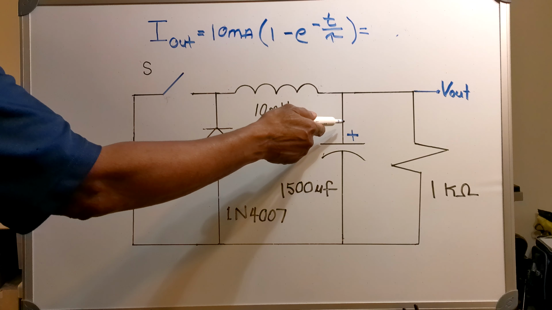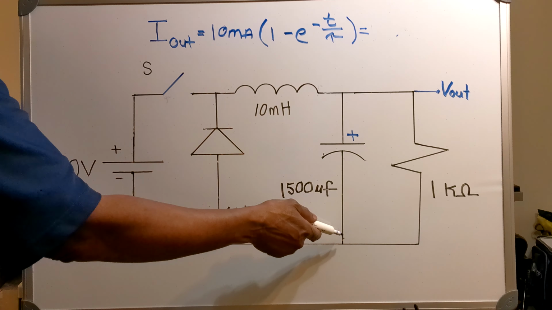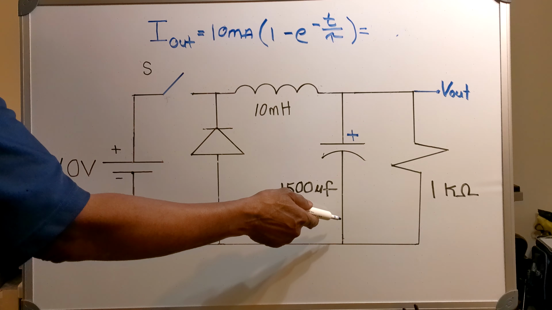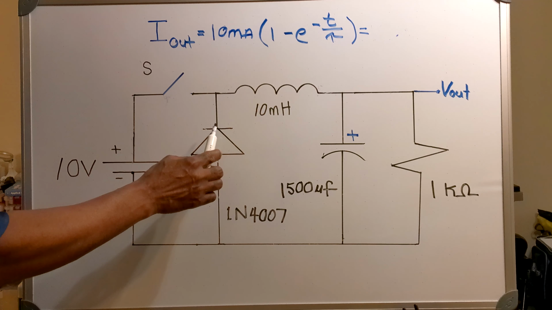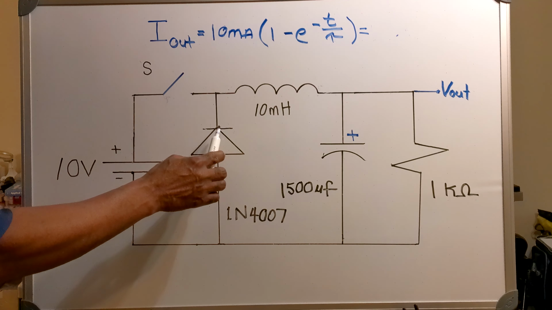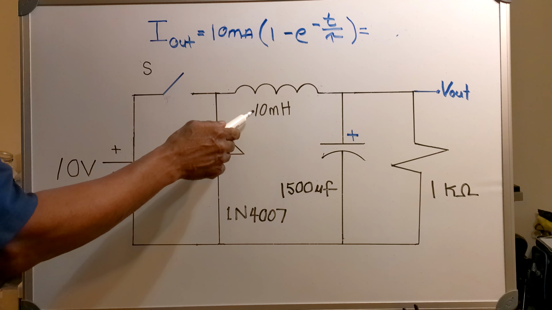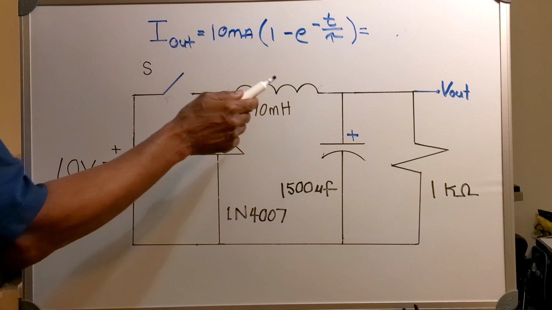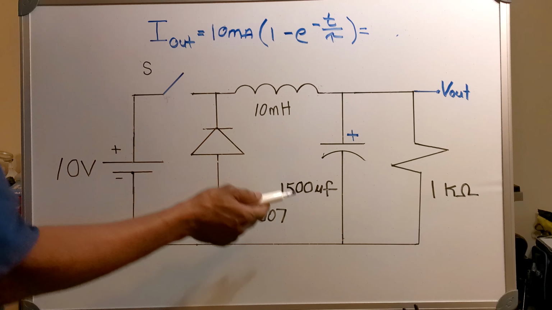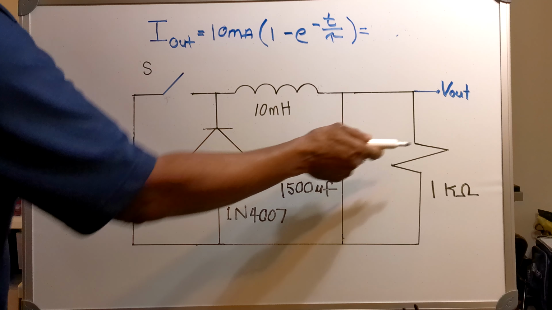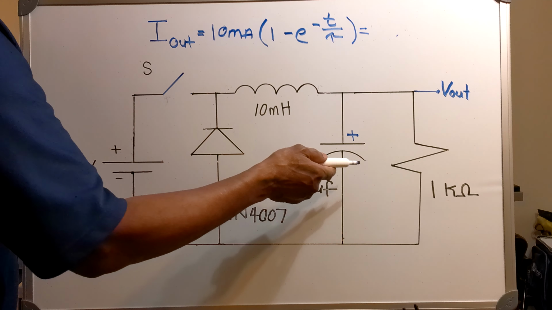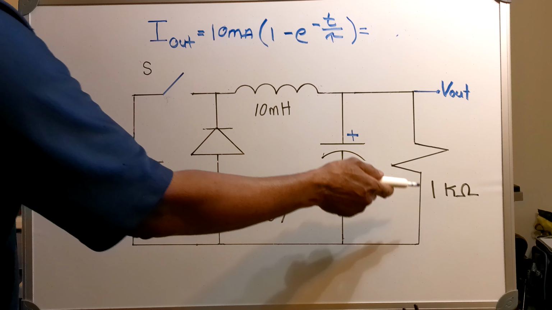I've got a 1500 microfarad capacitor, and between my diode and the capacitor, I've got a 10 millihenry inductor, and in parallel with my capacitor, I've got a 1K ohm resistor.